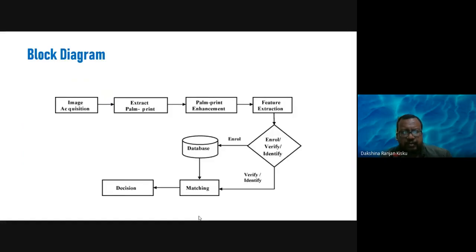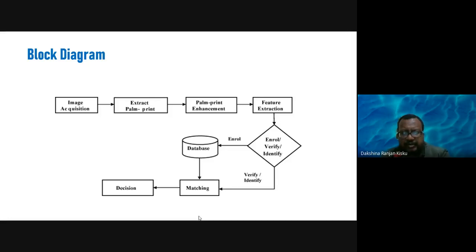Now this is a typical block diagram of the palm print recognition system. The same subsystems are found in a palm print verification system or identification system. In the first step, we have the image acquisition system. Through image acquisition, we can have either an offline palm print image or an online palm print image for further processing, such as pre-processing and feature extraction. Then we extract the region of interest, because from that region of interest we will extract the features. After extracting the region of interest, we enhance the image. Enhancing the image means we make the palm print image very clear and noise free.